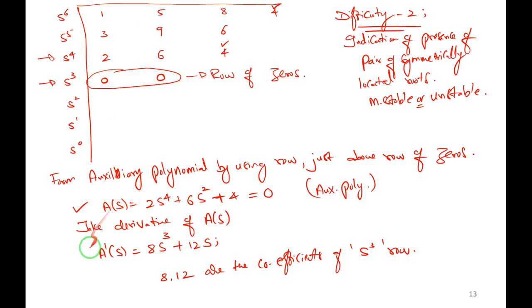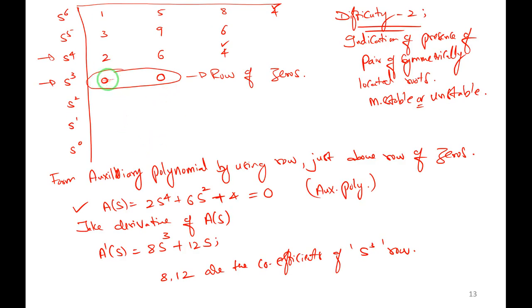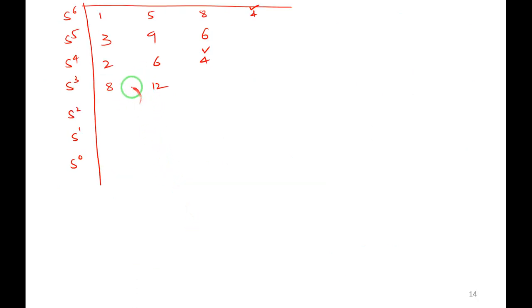Take the derivative of the auxiliary polynomial, and the coefficients of this derived equation will be the coefficients of that row of zeros, that is the s cube row here. So 8 and 12. I will write 8 and 12 here instead of the row of zeros, because these are the coefficients. I hope you are getting it. Is it fine? Okay, next.